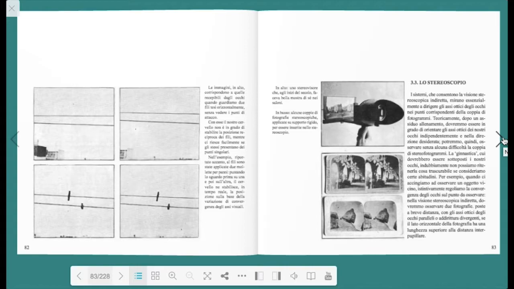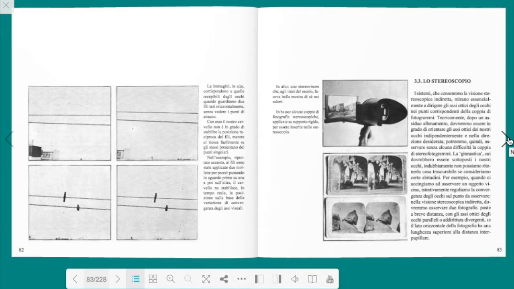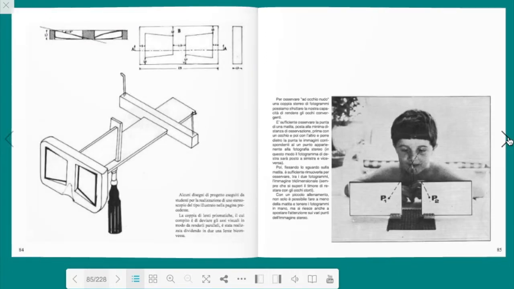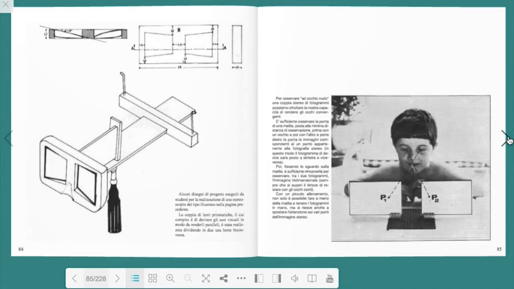In indirect stereoscopic vision, we should observe two photographs placed at a short distance, with the optical axes of the eyes parallel or even divergent, if the horizontal side of the photograph is longer than the interpupillary distance. Page 84. Captions. Some project drawings made by students for the realization of a stereoscope of the type illustrated on the previous page. The pair of prismatic lenses, whose task is to deviate the visual axes in order to make them parallel, was made by dividing a biconvex lens into two.